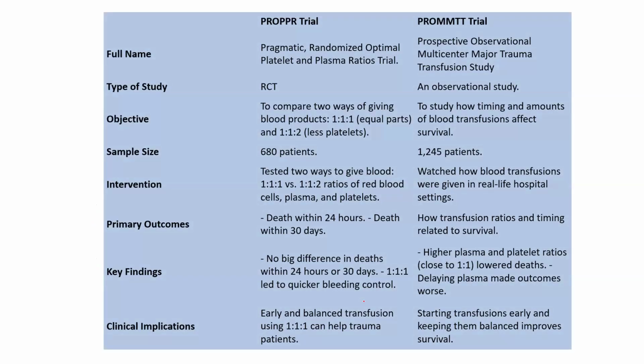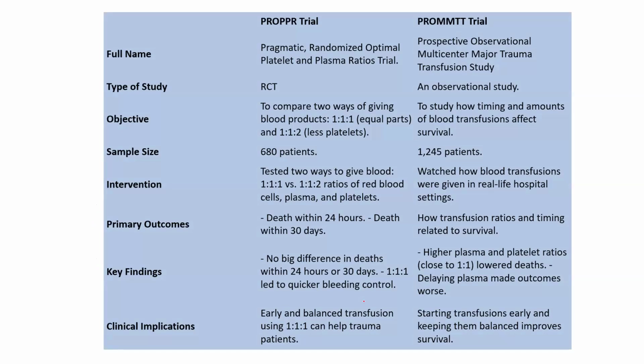There was a ratio which I mentioned earlier, like the golden ratio, 1:1:1, 1:1:2. What do we keep telling about? So, PROPPR and PROMMTT trials were the trials which were done to know what is the best ratio of blood products that are necessary in a patient with trauma.